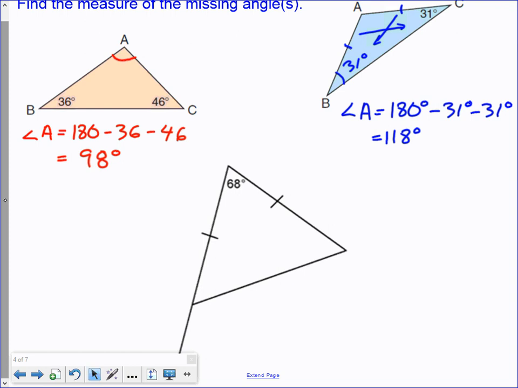We can use some similar sort of reasoning down here in our third example. We've got an isosceles triangle again because two sides are equal, which means these two opposite angles have to be equal to each other as well.